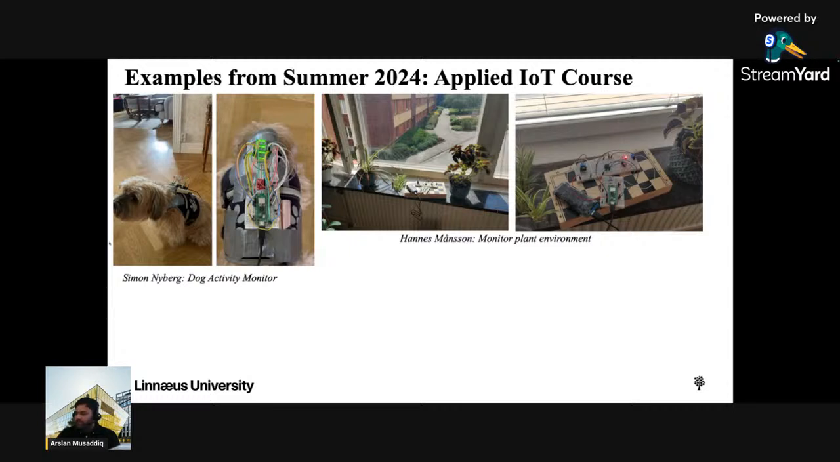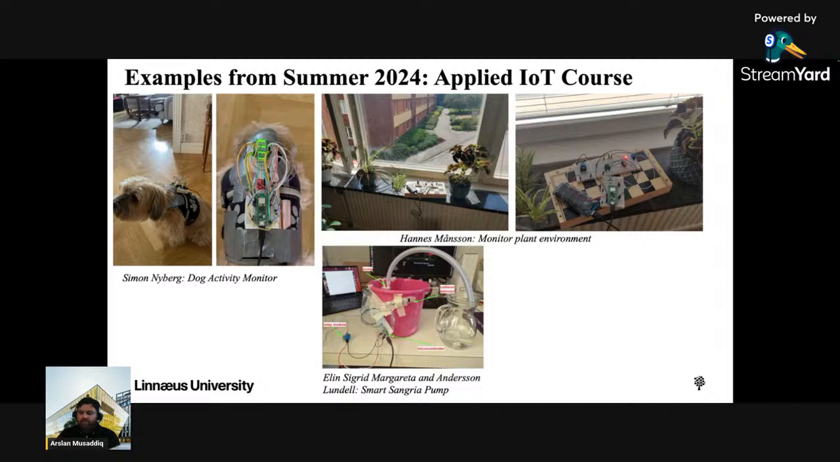Another fun project was the Smart Sangria Pump. This project used IoT technology to automate the process of dispensing and mixing sangria, with sensors measuring the proportion of wine, fruits, and spirits. The system allows the user to remotely control the pump via an app. So it was quite fun to see this pump in action.